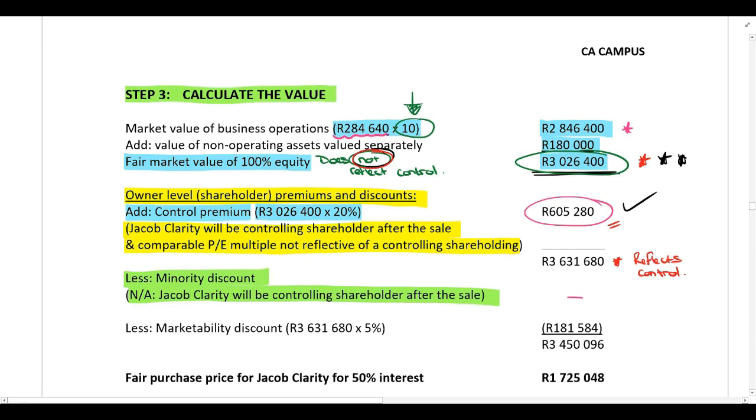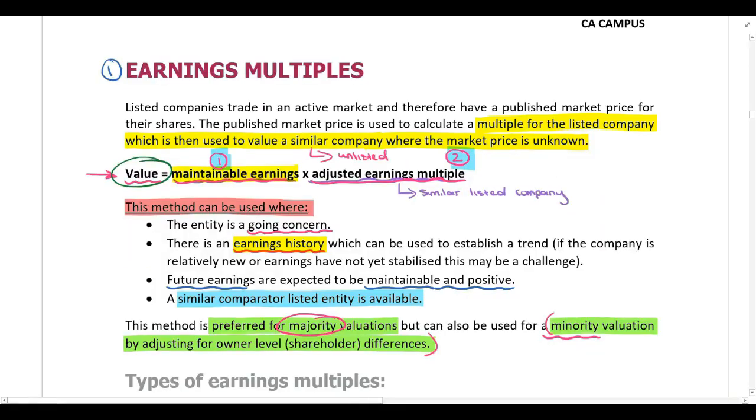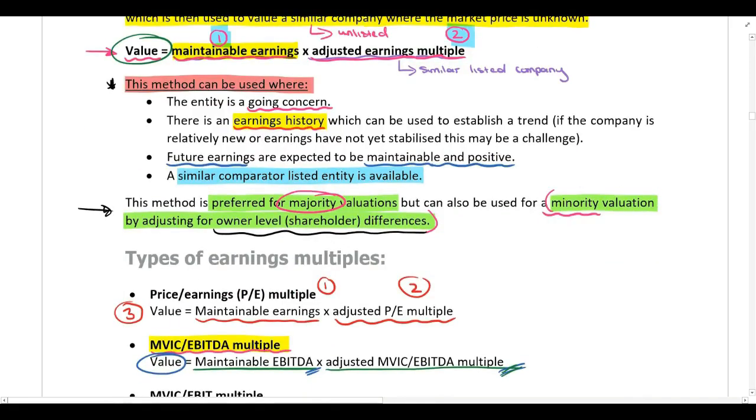Now I just want to go back to something whilst we are still here. When we first looked at earnings multiples, we discussed where this method can be used. And I said to you that this method is preferred for a majority valuation, so it's better to use this method when we are valuing a controlling interest. However, we can use this method for a minority valuation by adjusting for owner level or shareholder differences. So if the value you have calculated reflects control, but you are valuing a minority interest, you should then deduct a minority discount.